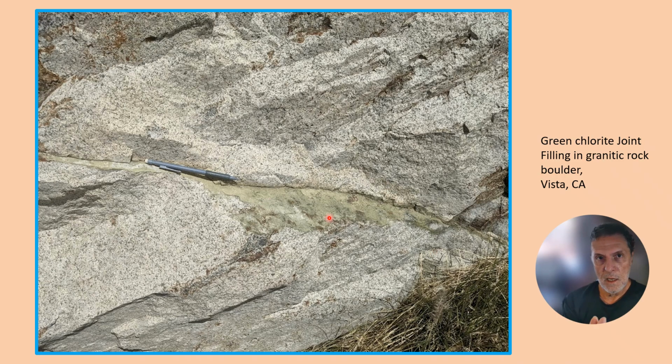Now, I was talking about infilling material within fractures. Here's an example of some green clay, chloritic type material that's infilling this fracture in a granite rock boulder. So here's the fracture, this line here, and here's the greenish clay material, which if oriented adversely in accordance with your slope may cause failure problems.